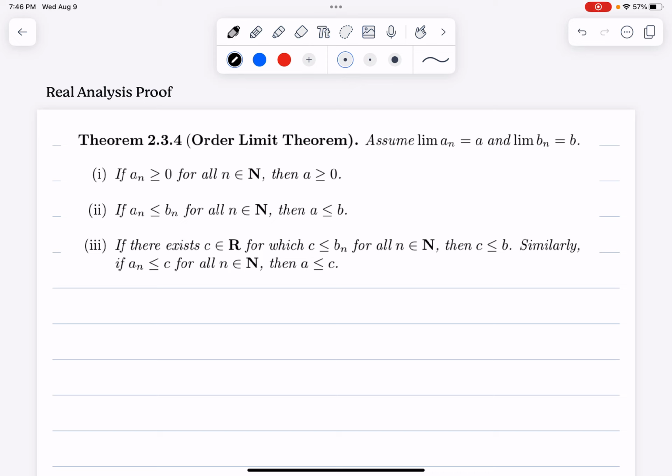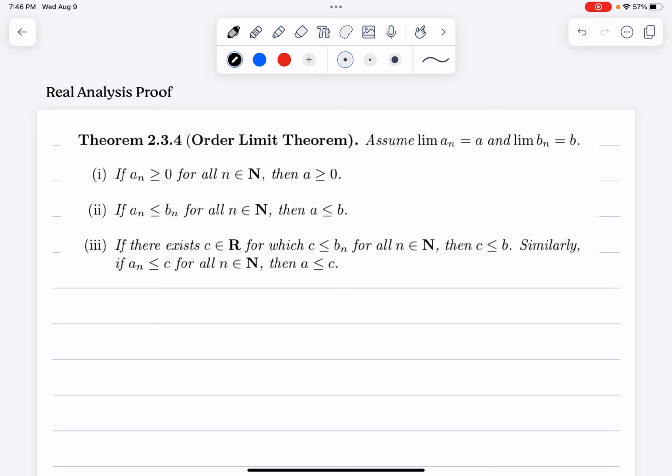The theorem states: assume the limit of the sequence an equals a, and the limit of the sequence bn equals b. The first part states that if each term in the sequence an is greater than or equal to 0, then the limit of that sequence is greater than or equal to 0. The second part states that if each term of the sequence an is less than or equal to the corresponding term of the sequence bn, then the limit of the sequence an is less than or equal to the limit of the sequence bn.